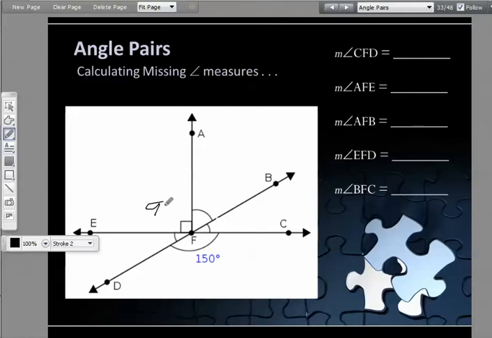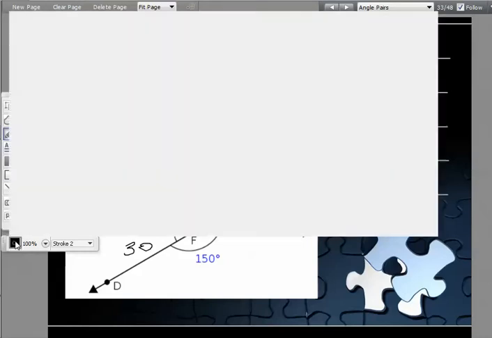Let's see, 90, 30, 30, and 60. And let me show you, since this right here is 90 degrees, that means this side is also 90 degrees. That's how I knew to take 90 minus 30 to give me 60. So let's write that down up there.